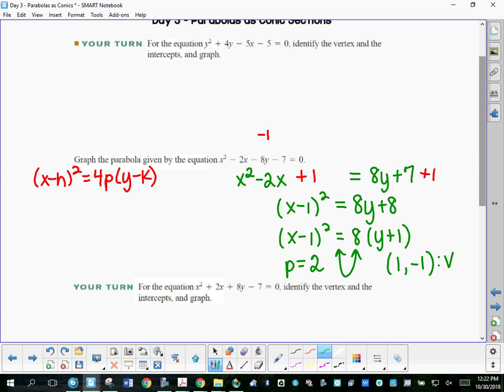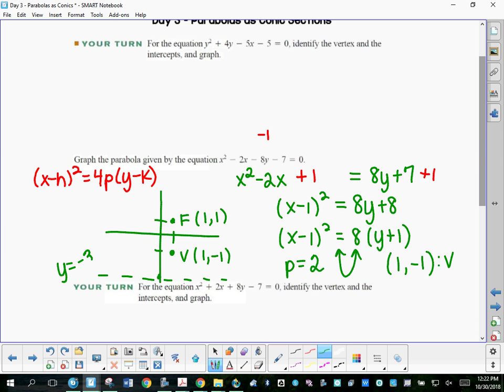So, I mean, if we needed to, you've got to graph that. All right, x, y, 1, -1, so go over 1, down 1, put a dot there. That's my vertex. Focus, I'd have to go, what, up 2? So your focus is 1, 1. Your vertex is 1, -1. What's your directrix going to be? Y equals -3. Look at how much you know.